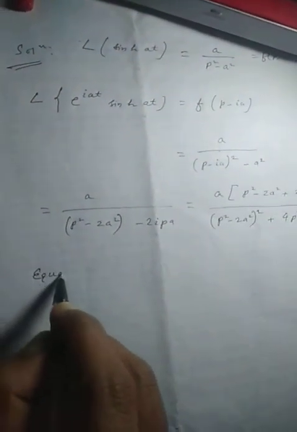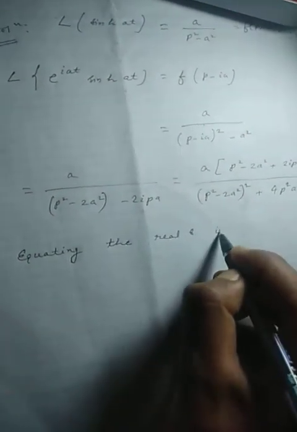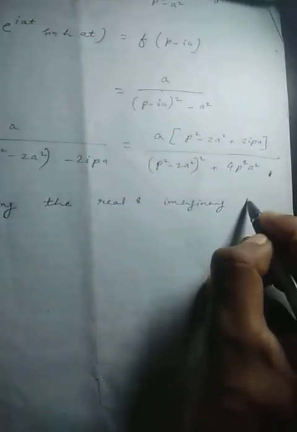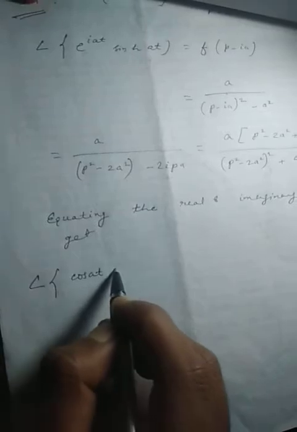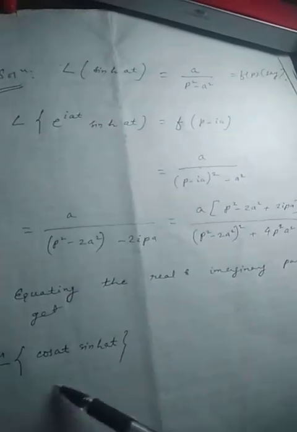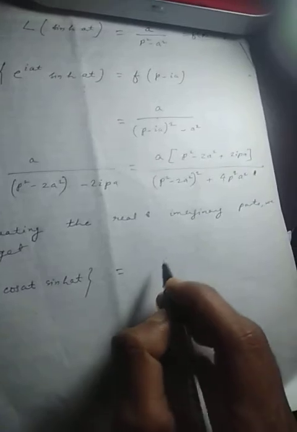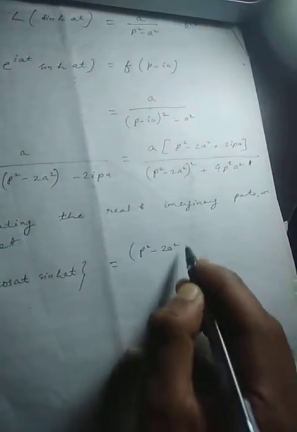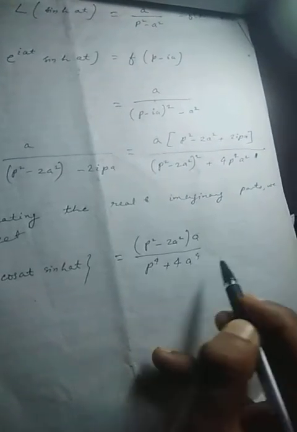Okay, so now equating the real and imaginary parts, we get the Laplace transform of cos at sin hyperbolic at. This will give you these two parts. After separating the real and imaginary parts, this equals p square minus 2a square times a upon p raised to 4 plus 4a raised to 4.